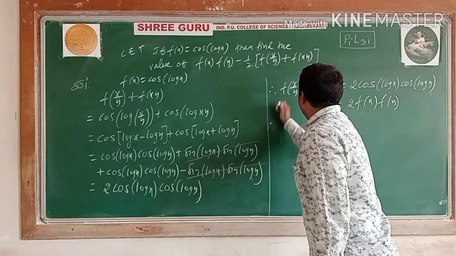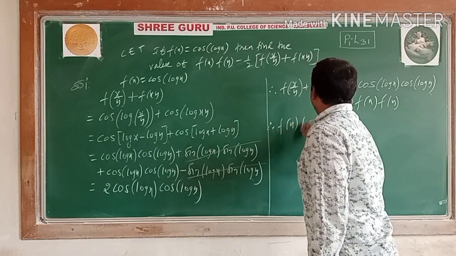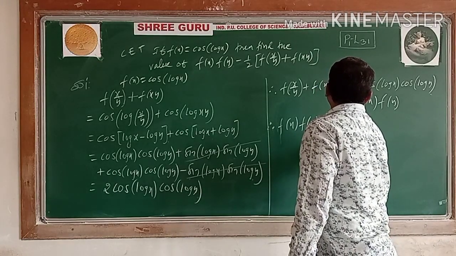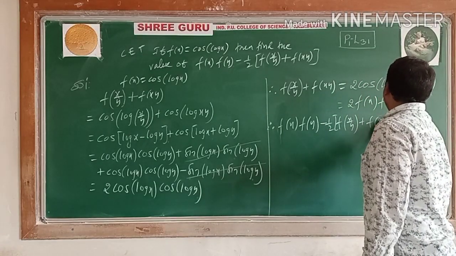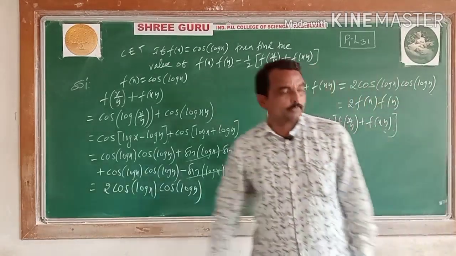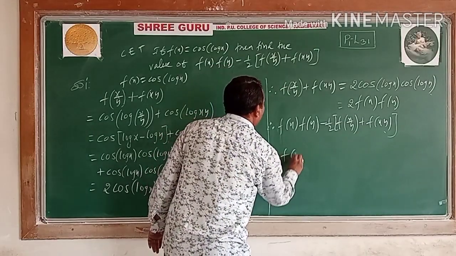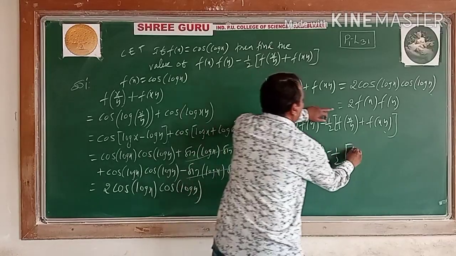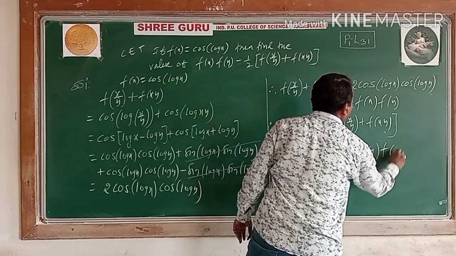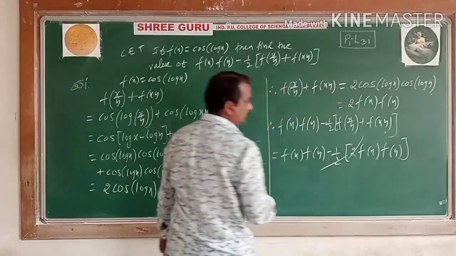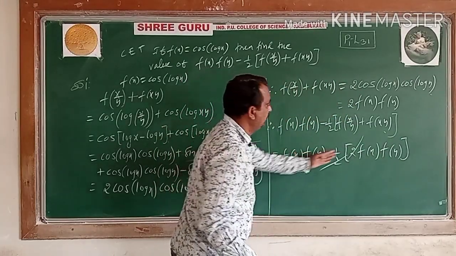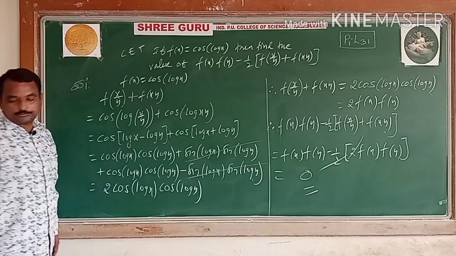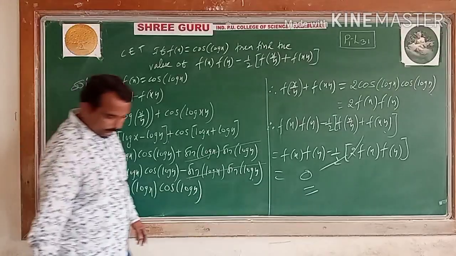Therefore, substituting here, f of x, f of y minus 1 by 2, f of x by y plus f of xy. Substituting this value here, this is equal to f of x into f of y minus 1 by 2 times f of x into f of y, plus 2 minus 2 get cancelled here, plus 2 minus 2, f of x into f of y minus f of x into f of y. Is it equal to 0? Get cancelled here. So this is equal to 0.